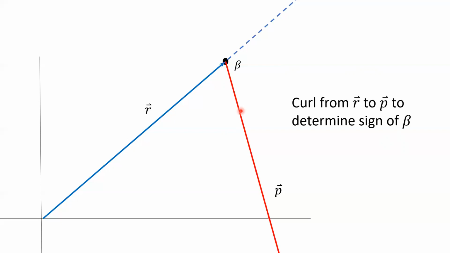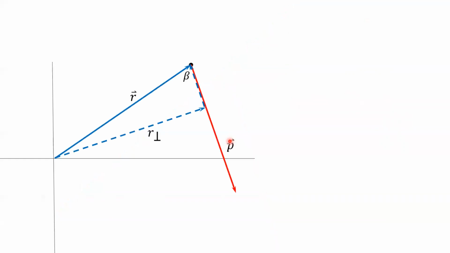Again, you put your fingers along R first, the fingers of your right hand, and you curl them towards P. And you just ask yourself, did I have to curl my fingers clockwise or counterclockwise? Evidently, in this picture, we have to go clockwise to get from R to P. And so we consider beta to be a negative number. Technically, beta would be negative. Now, what was I doing with this slide here? I had to scoot this over so you can see what happens next.